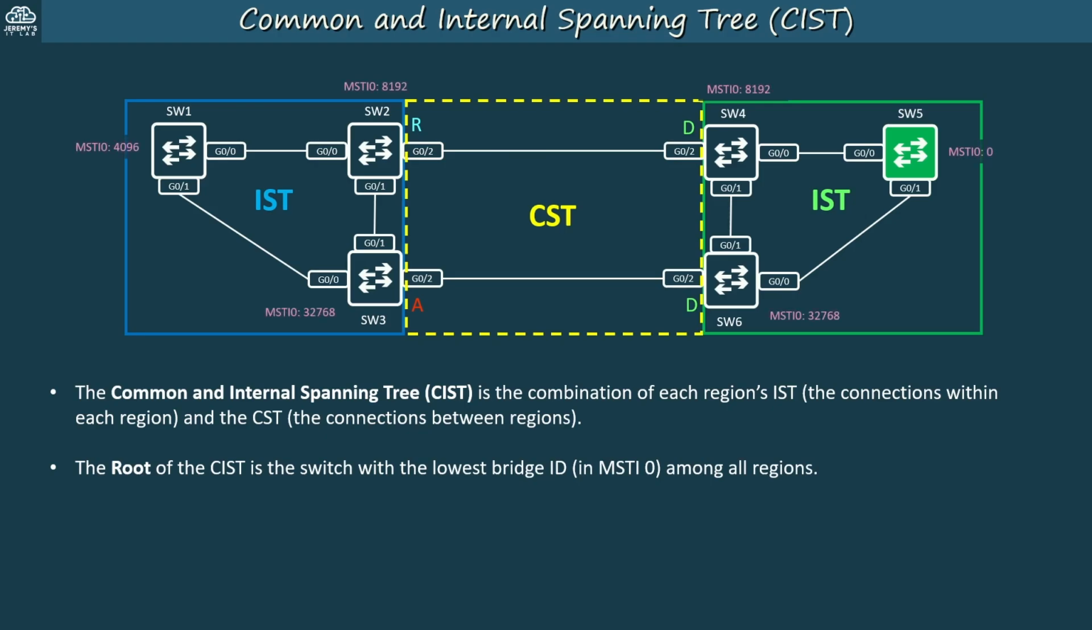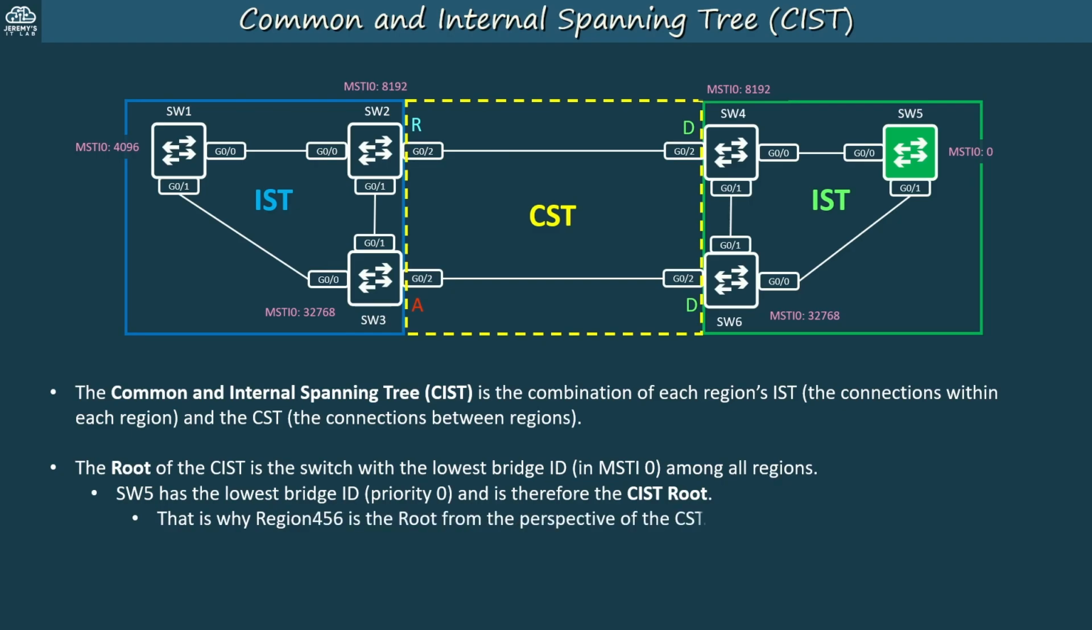The root bridge of the CIST is the switch with the lowest bridge ID, in MSTI 0, among all regions. As a reminder, here is the MSTI 0 priority of each switch again. Switch 5 has the lowest bridge ID because of its priority of 0, and is therefore the CIST root bridge, the root bridge of the entire CIST. And that is why Region 456 is the root from the perspective of the CST.